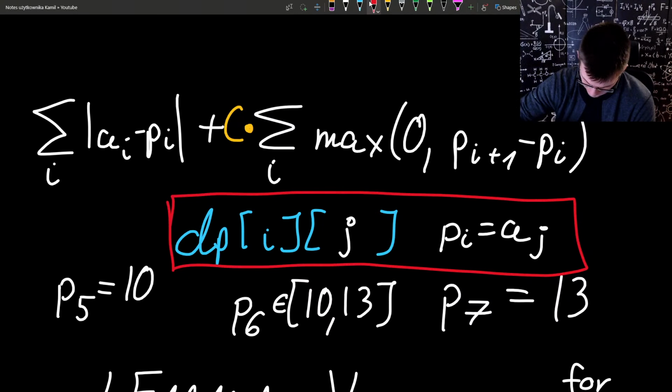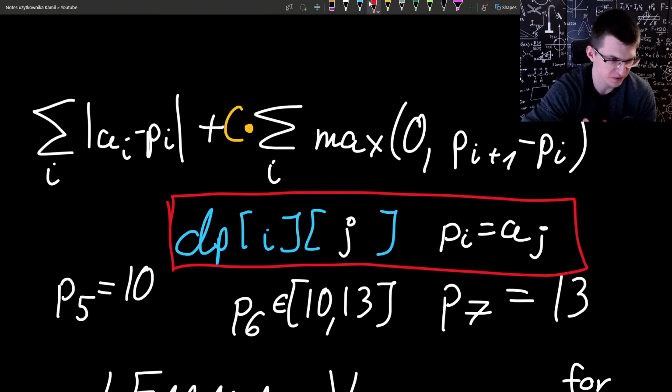But still, how to move from any dp to the solution for the full sequence B?